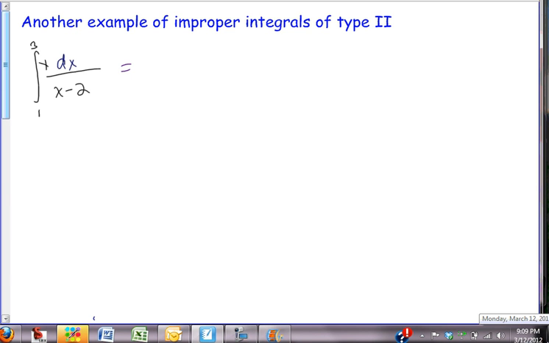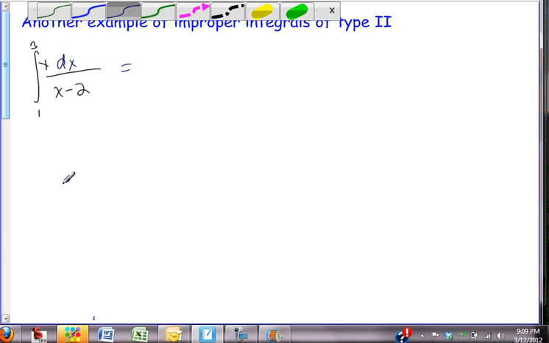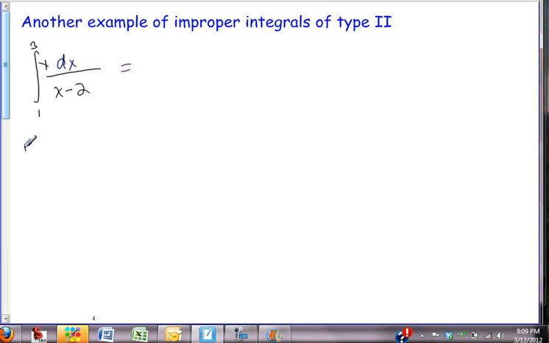Alrighty, so let's try another example of an improper integral of type 2. This one that I have on the screen right now is improper because, well, it's not continuous. The integrand is not continuous at x equals 2, right? And 2 is in our interval. Our interval's from 1 to 3, 2 is in that interval. So it's not continuous at x equals 2.